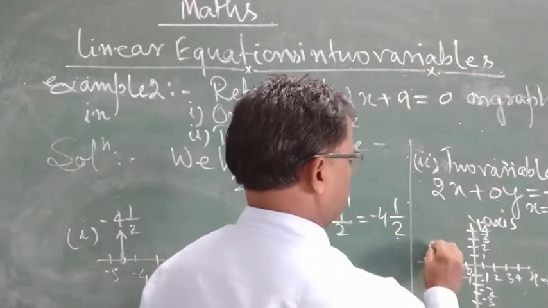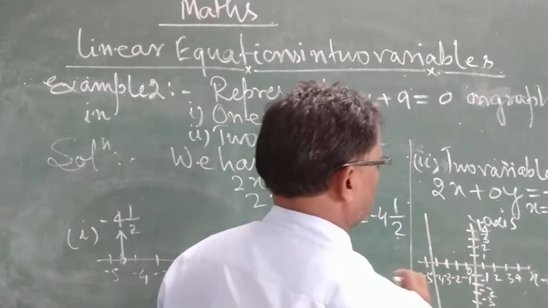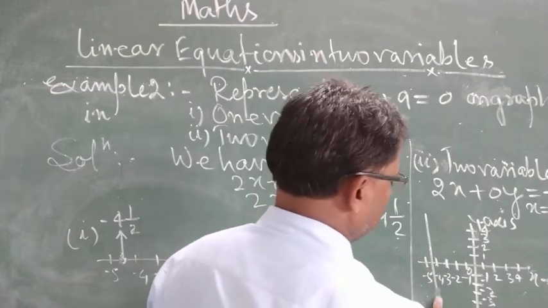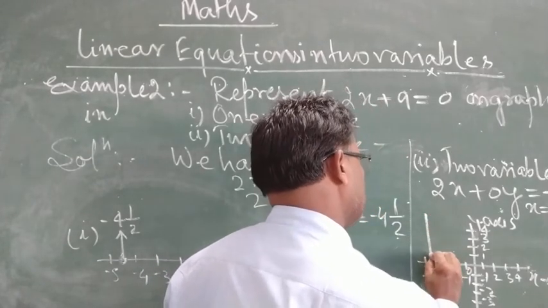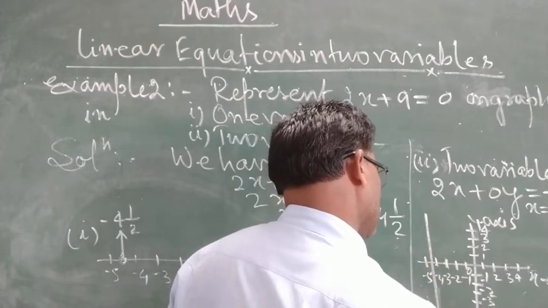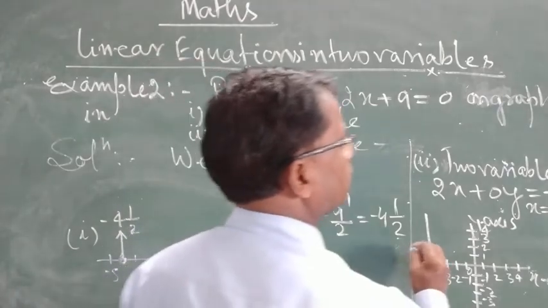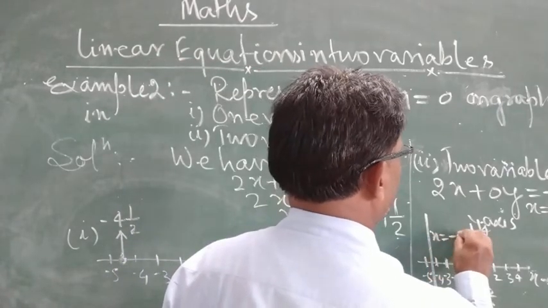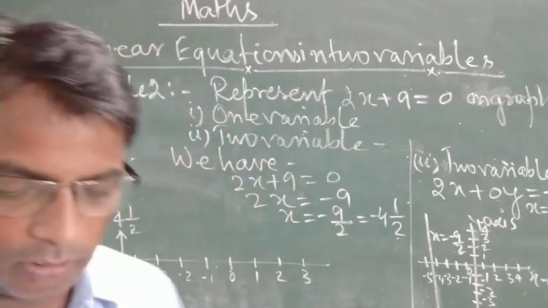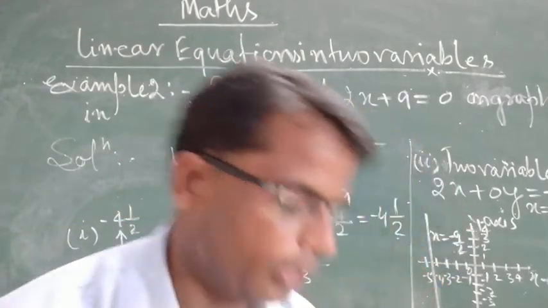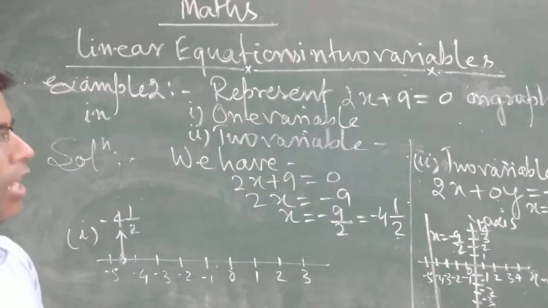x is equal to minus 9 by 2. We can represent it like this. You see here, a straight line parallel to the y-axis. There, the x value we get is the constant, x is equal to minus 9 by 2. In this way we represent the question on the graph paper, whether asked in one variable or in two variables.